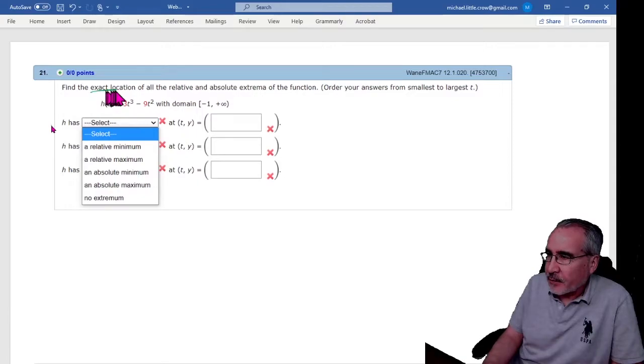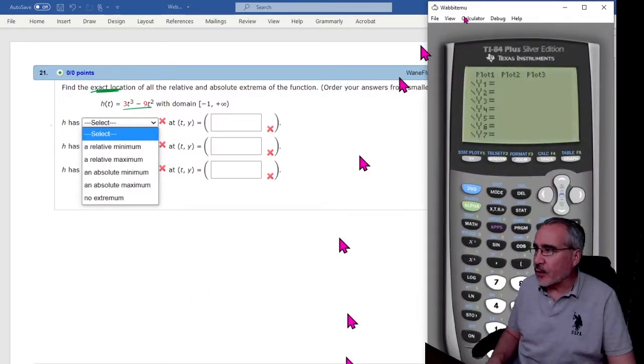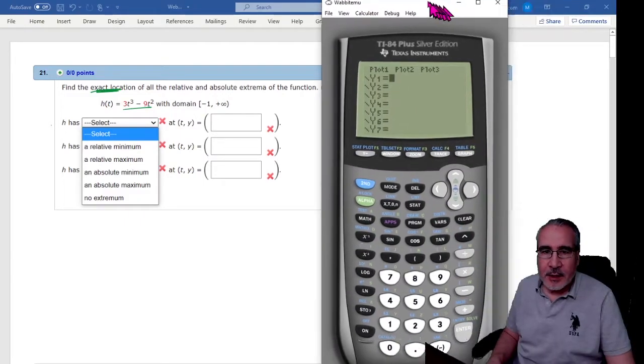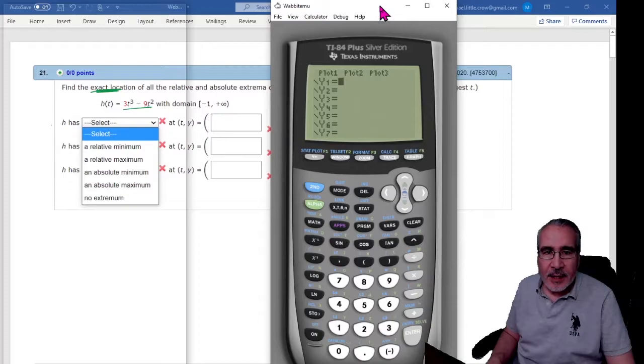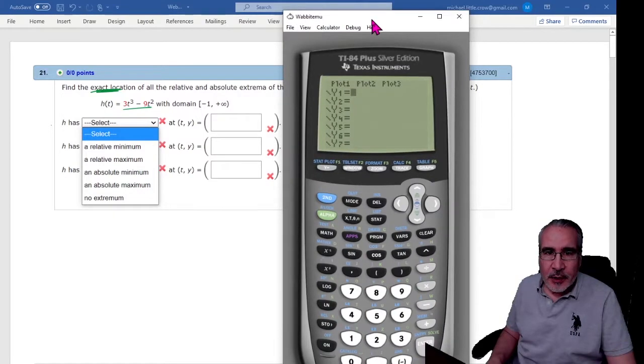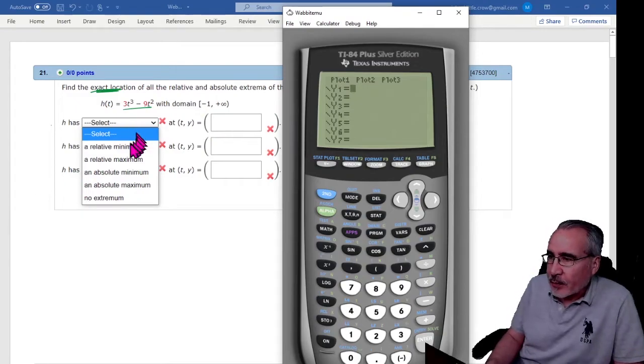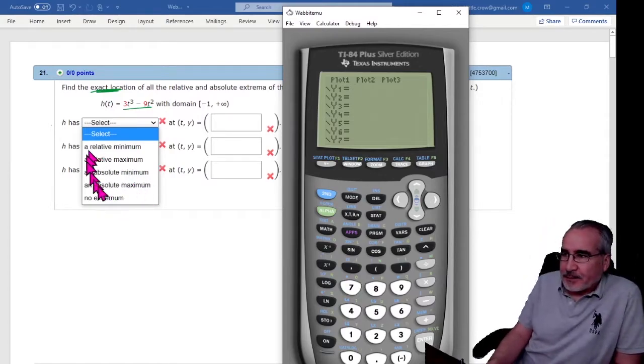And now, again, we'll watch this word carefully, of all relative and absolute extreme of the function. We've got this function. The quickest way to do this is to approach this graphically. So let me move this over a little bit. And then once we have the critical points, we'll be able to find the minimum and maximum. And we want to say whether it's what kind of minimum, relative or absolute, what kind of maximum, and whether there was no extrema at a given point.